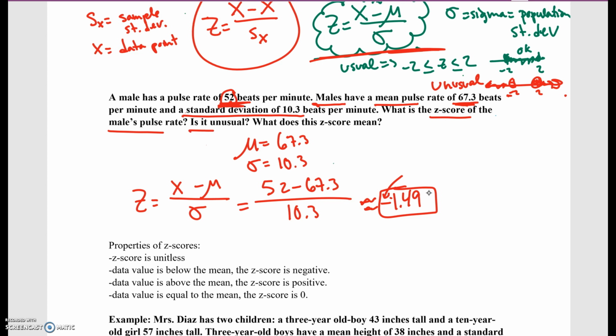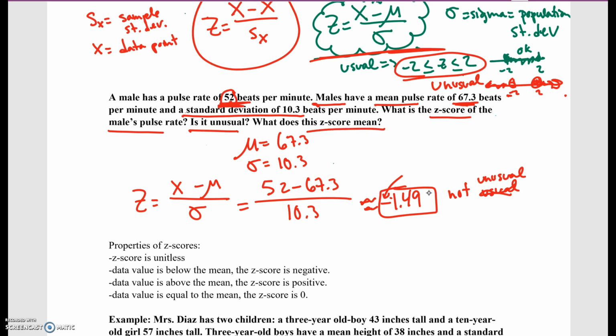Now, is this unusual? Would it be random, or would it be highly unlikely that I will find a male that has a pulse rate of 52 beats per minute? Well, remember that usual values are between -2 to 2, and negative 1.49 is between that, so it's not unusual. Okay, so it's not unusual.